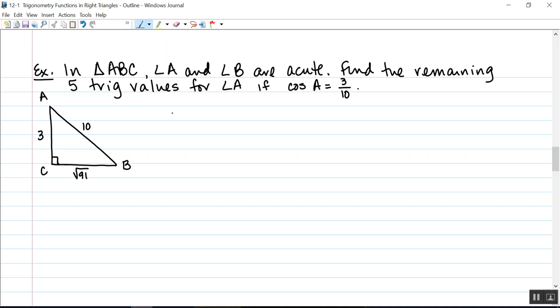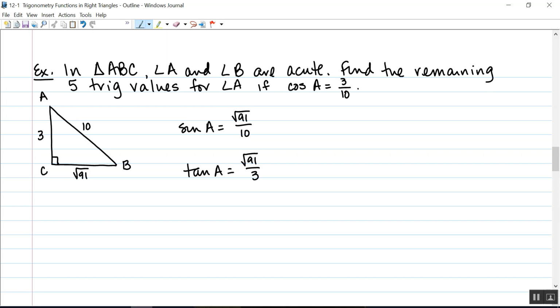So from here I just need to figure out the other ones. So I have cosine of A, so sine of A is going to be opposite over hypotenuse, square root of 91 over 10, and tangent of A is going to be opposite over adjacent, square root of 91 over 3.